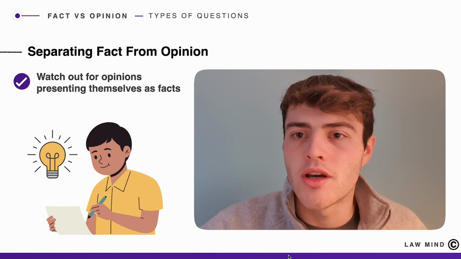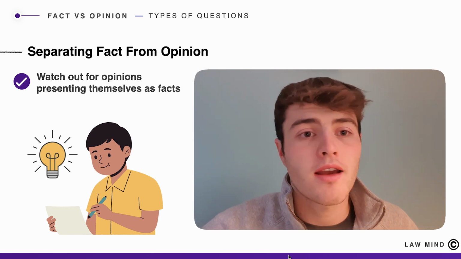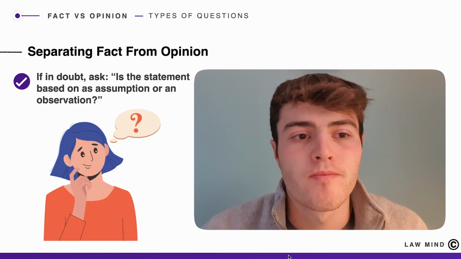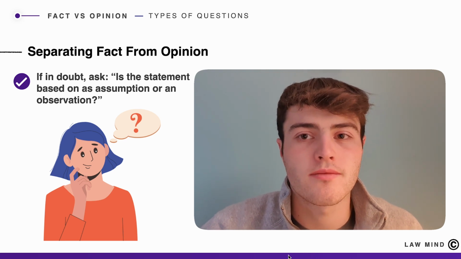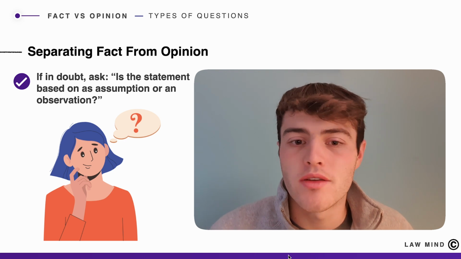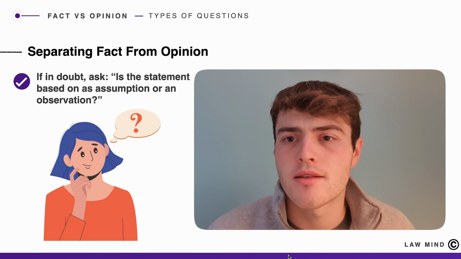Now, a crucial way to work out in these sorts of examples, these hard cases, whether something is a fact or an opinion, is to ask yourself the following question. Is the statement based on an assumption or an observation? Statements which are based on an assumption of the author are opinions, whereas statements based on observations are facts.